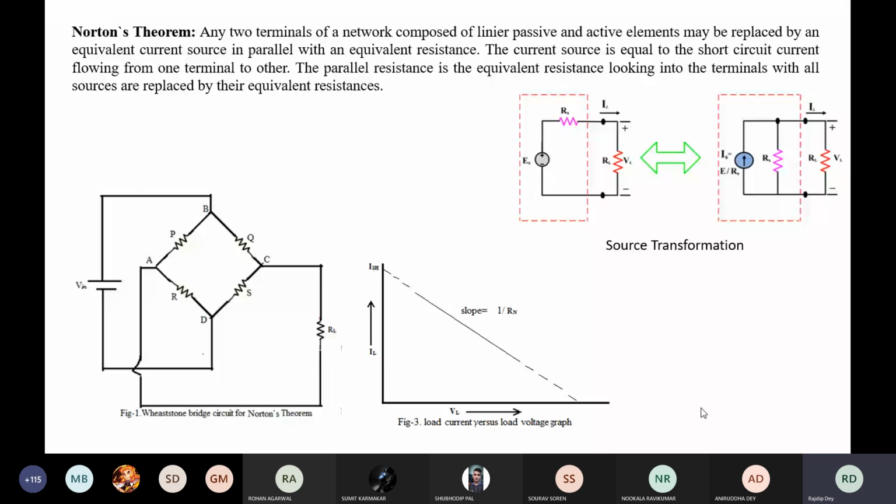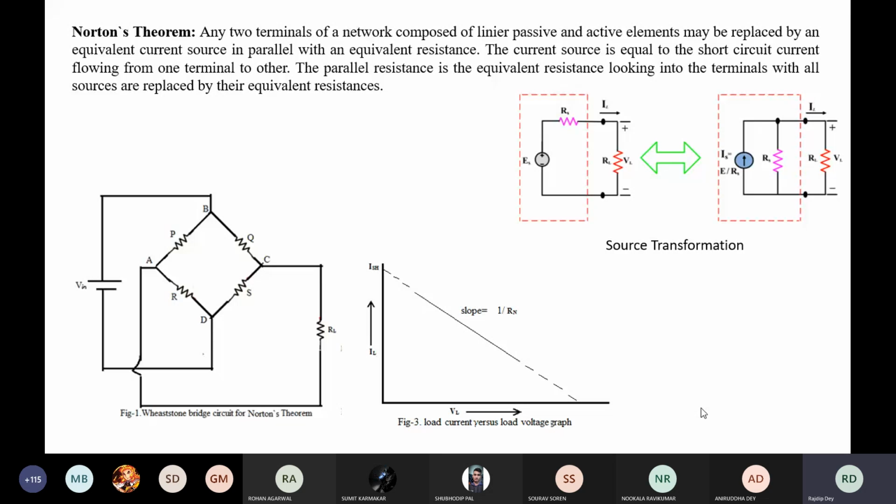So we'll start from the minimum load resistance value, and at that value we'll try to measure the current flowing through the load resistance, and the voltage across the load resistance. So we'll connect with this circuit one ammeter that will be in series with the load resistance, and one voltmeter that will be in parallel with the load resistance, and we'll measure the current and voltage value. So we'll get one set of VL and IL.